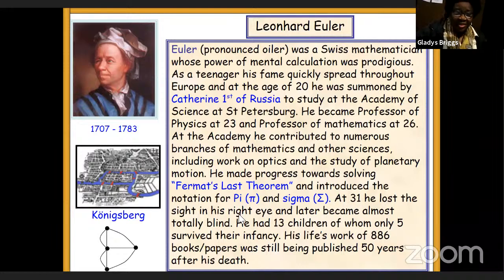At 31, he lost the sight in his right eye and later became almost totally blind. He had 13 children, of whom only 5 survived their infancy. His life's work of 886 books and papers was still being published 50 years after his death. Okay? So even after he died, people were still publishing his work. So at least you've learned a little bit about Euler, and you've learned about his rule and his work with 3D shapes. Okay.